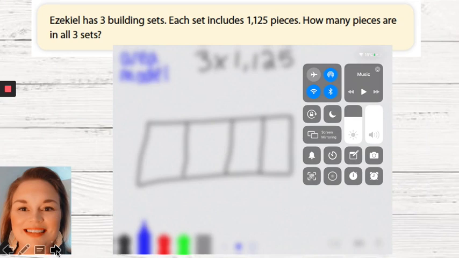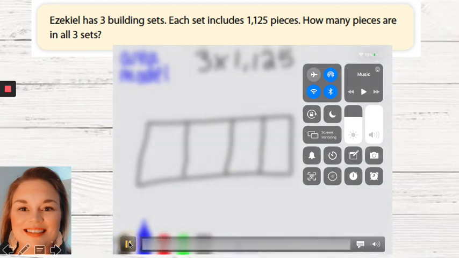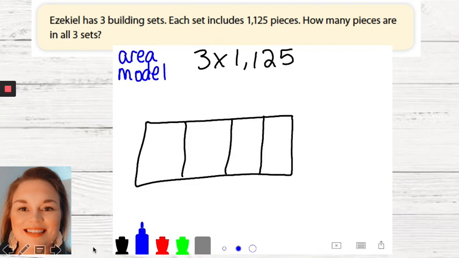Now, let's review and practice some of our math strategies we've learned using this problem. Ezekiel has 3 building sets. Each set includes 1,125 pieces. How many pieces are in all 3 sets? Now I'm going to show you the strategy of the area model with 3 times 1,125. And here I've created my area model with 4 boxes because when you expand 1,125, there will be 4 digits and 4 place values. So I will set my 3 up on the side with my multiplication symbol.